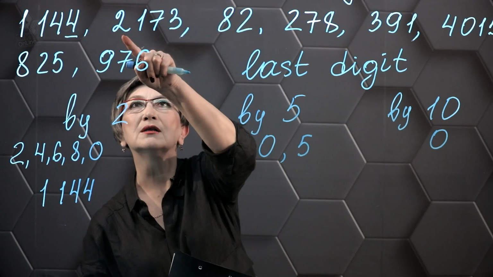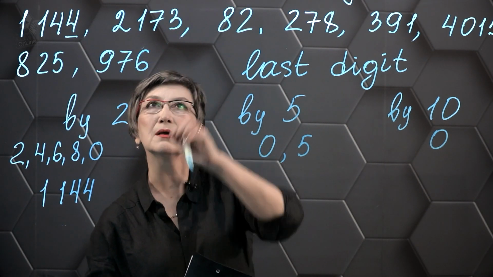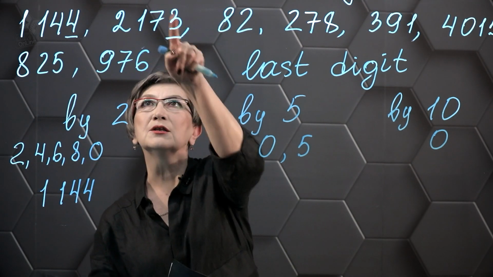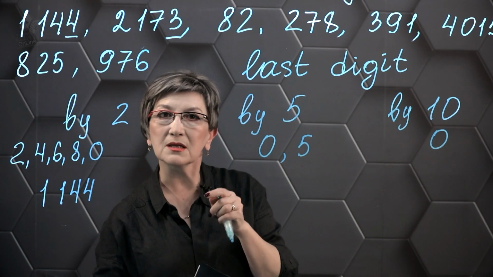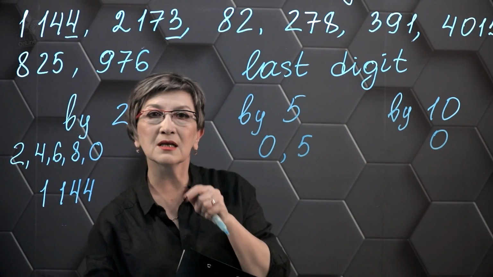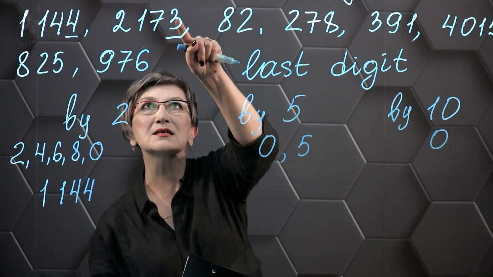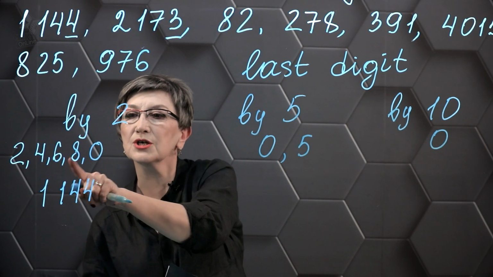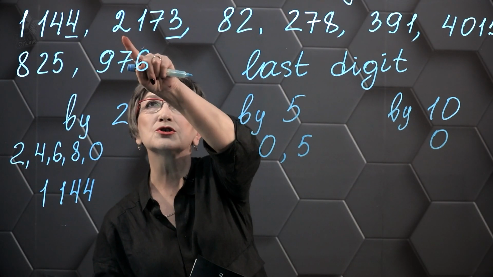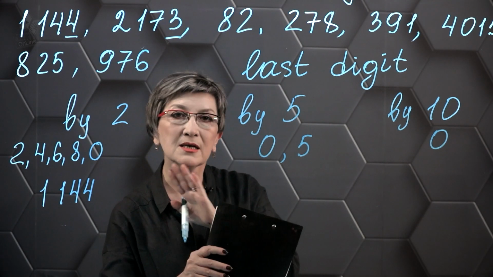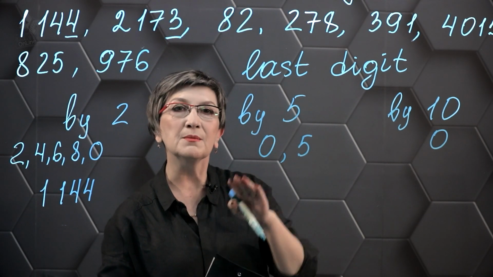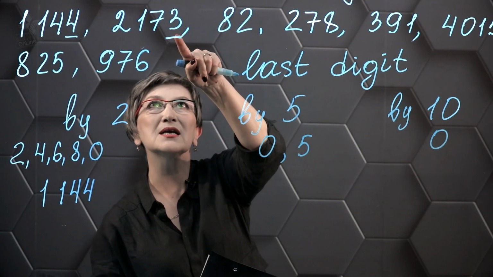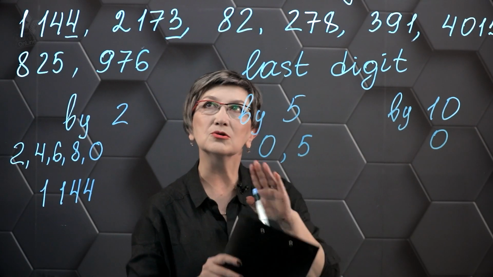The next number, 2173. The last digit is 3. This number, 2173, we can't divide it by 2 because the last digit is 3 and we need the last digit to be 2, 4, 6, 8, 0. The number 2173 cannot be divided by 2. Applying the same rule, you can't divide it by 5 because the last digit is 3. And you can't divide it by 10 either.